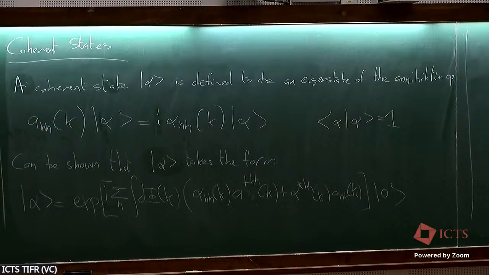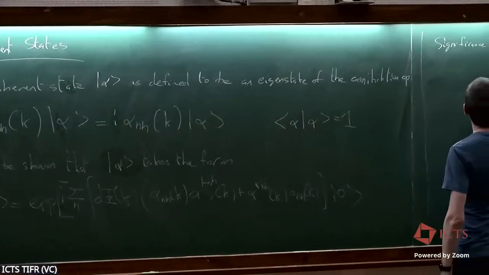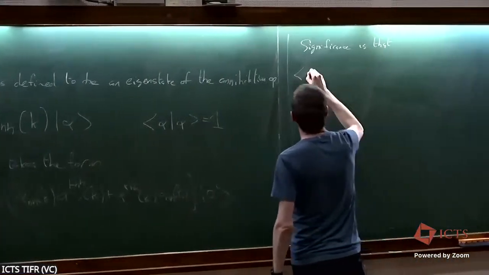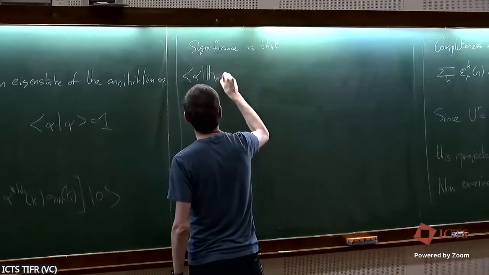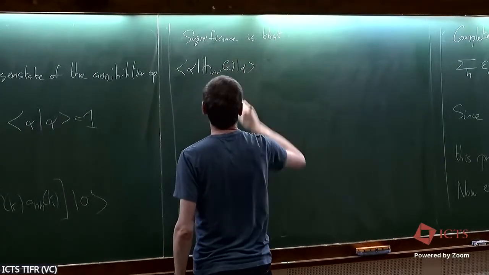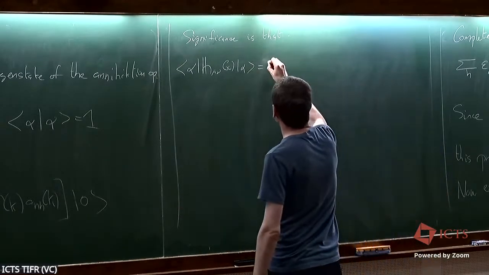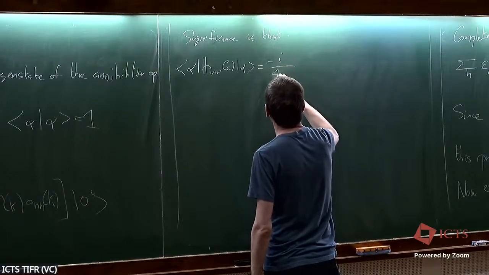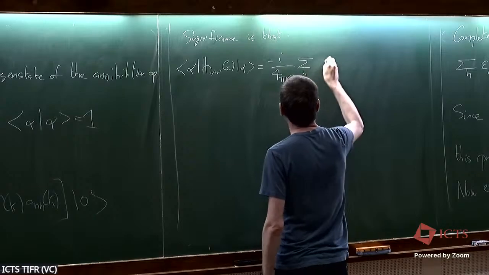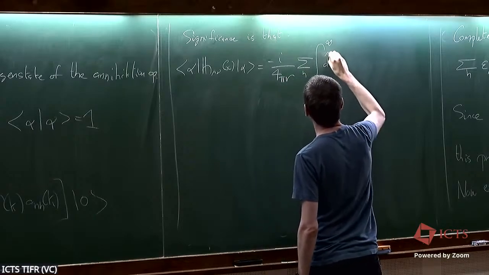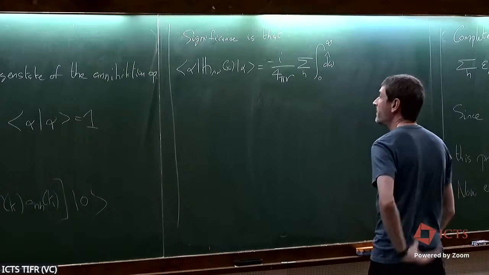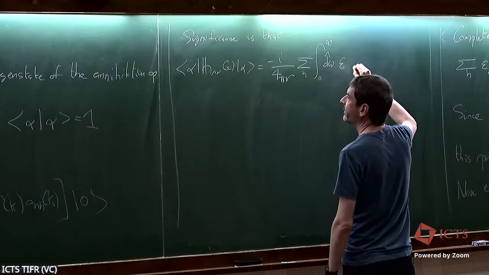Anyway, now the significance of these coherent states is just that when you take the expectation value of your field operator, so let's take the expectation value of h_mu_nu. Let me write it out in the stationary phase form version. So there'll be a minus i over 4 pi r, sum, integral from 0 to infinity, polarization vectors.